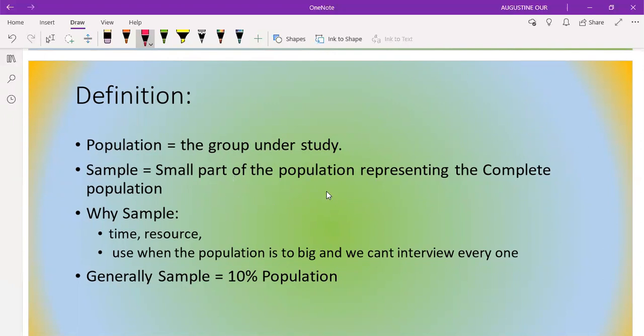So you can say 50 out of 100 times 1,000. Maybe Al-Khair has 1 million people. I don't know. Let me just pick another number like 10,000, because 1 million seems to be a very big number. So instead of interviewing these 10,000, this is the population, okay? This is the population of study.